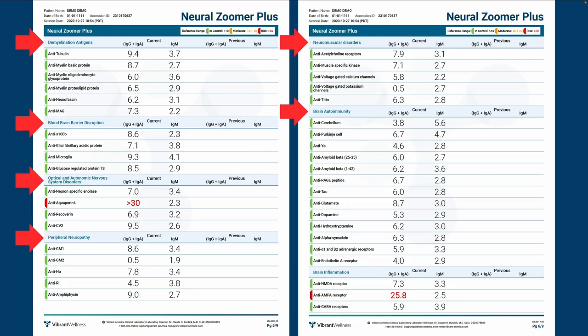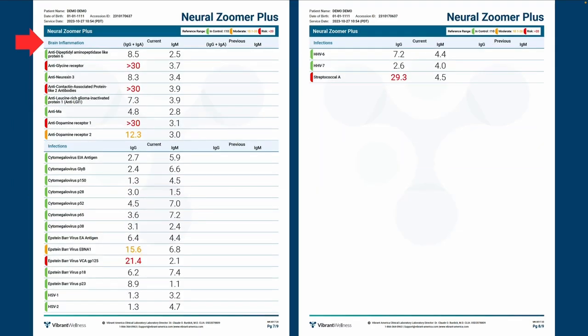Brain autoimmunity markers such as anti-cerebellum, anti-Purkinje cell, and anti-amyloid beta, as well as markers of brain inflammation like the anti-NMDA receptor and the anti-dopamine receptor. And lastly, infections, including cytomegalovirus, Epstein-Barr virus, herpes simplex virus 1 and 2, human herpes virus 6 and 7, and streptococcal A.